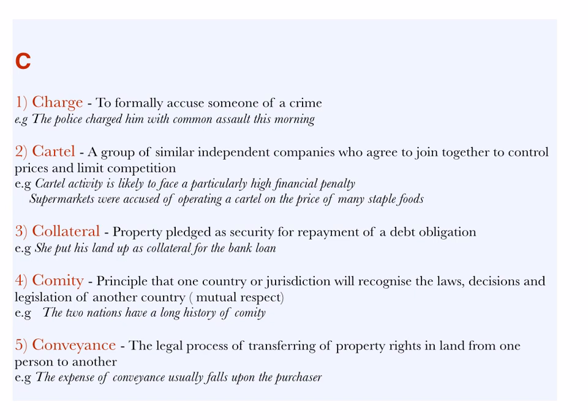Collateral. This is property pledged as security for repayment of a debt obligation. Example, she put her land up as collateral for the bank loan. 4. Comity. This is a principle that one country or jurisdiction will recognize the laws, decisions, and legislation of another country. It means basically mutual respect. For example, the two nations have a long history of comity.